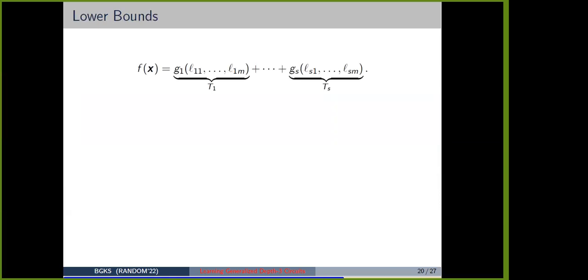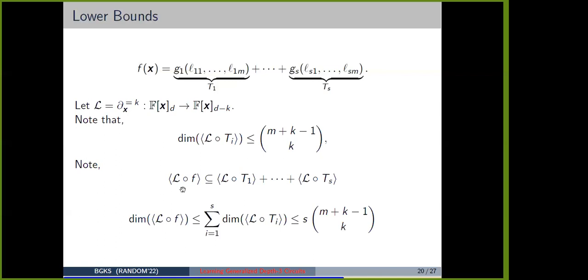Again, as we said before, we should first show lower bounds before going into learning. So what's the lower bound for this model? Actually, the vanilla partial derivative operators just work fine to give lower bounds for this model. So we look at linear operators in the kth order partial derivative space, and it's easy to check that these individual vector spaces, that is L being applied on Ti, are bounded by m plus k minus 1 choose k. Why? Because these are essentially k-variate polynomials of degree d, and if you apply partial derivatives on them, your space will be bounded by m plus k minus 1 choose k.